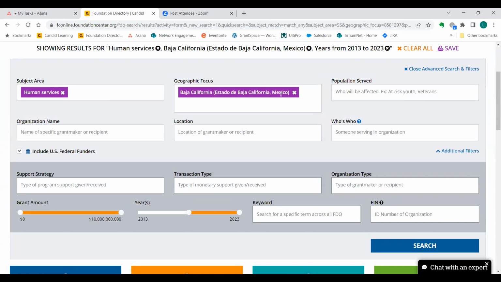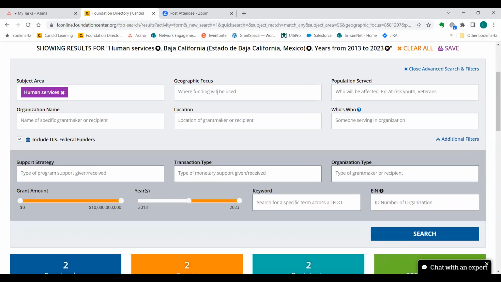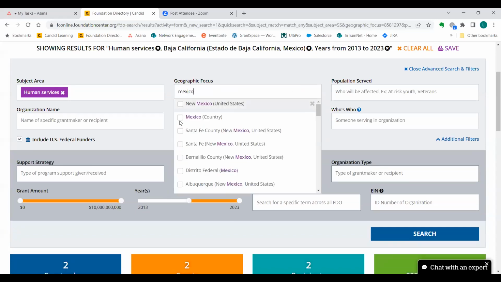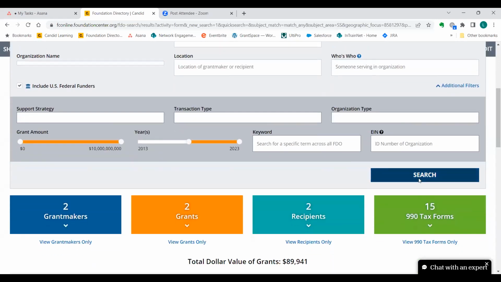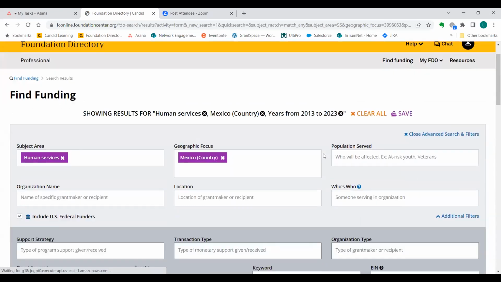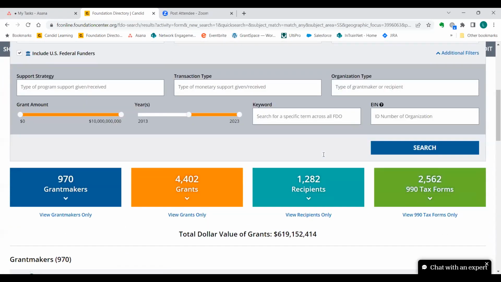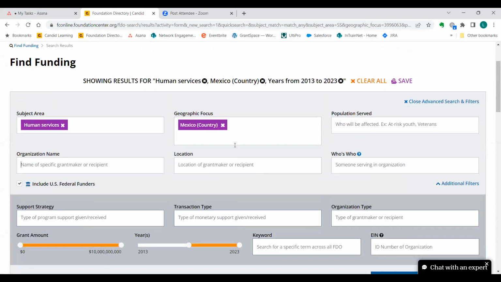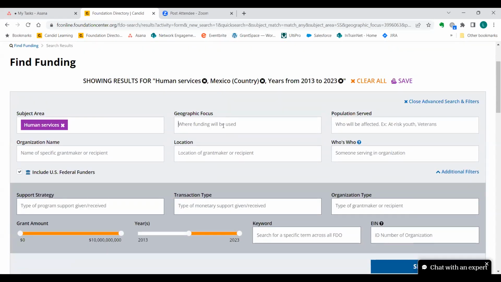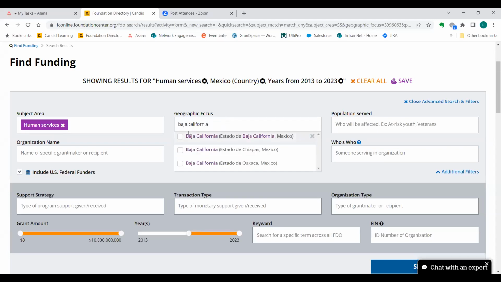Okay, apologies. I'm not sure why my search isn't working this well today. Let's broaden this out to Mexico. I just did this search and I got a lot more results, so I'm not sure what's not working now. Okay, if I broaden it to Mexico, now I get 970 grant makers. I'm going to try the Baja California again because it will be a smaller set and it should be more reasonable.